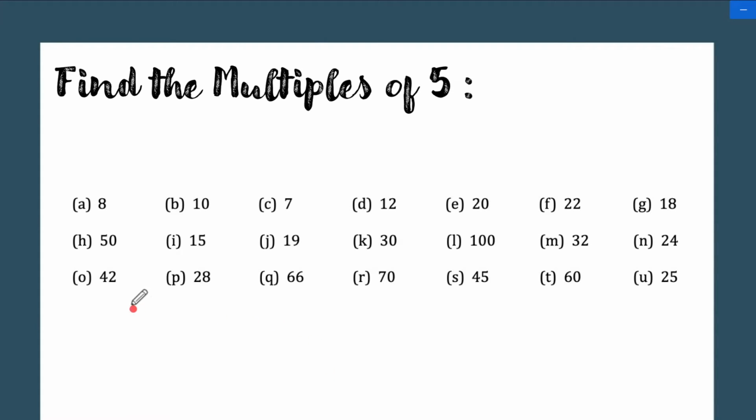Okay, so next here. How do we spot which ones divide by 5? Pause the video and get on with the work.